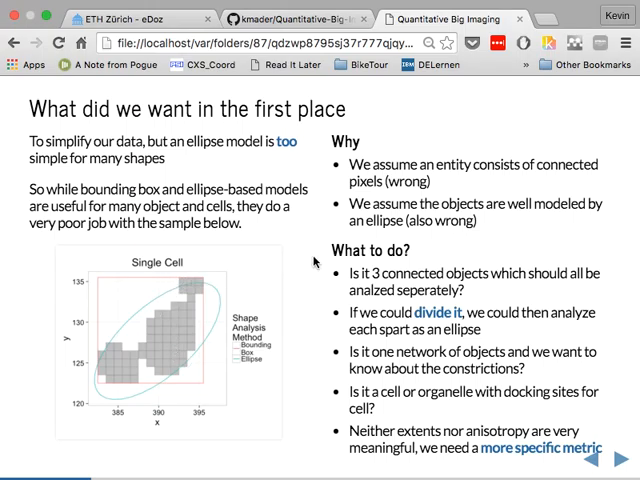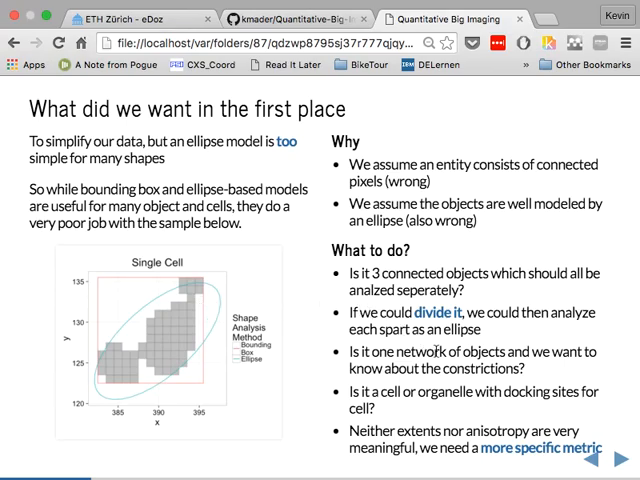And so what we want to do is separate it. And how can we divide it? Because once we've divided it into the 3 pieces, these elliptical models or bounding box models fit much better. Because all 3 of these objects would be very well approximated by an ellipse. So the model's not the problem, it's the segmentation that only gives us 1 piece out of it.